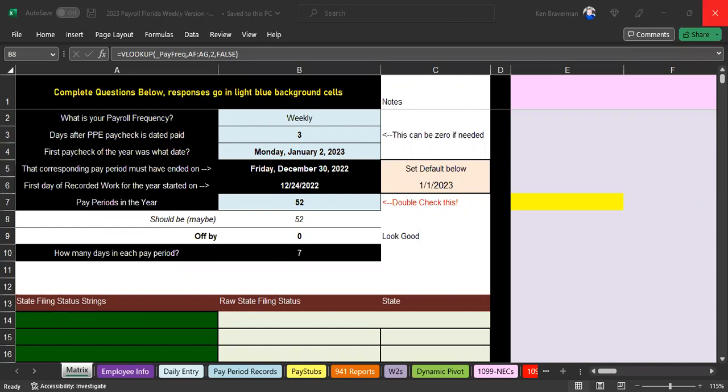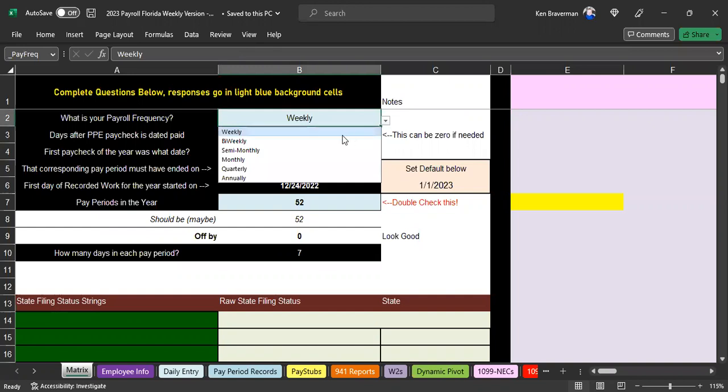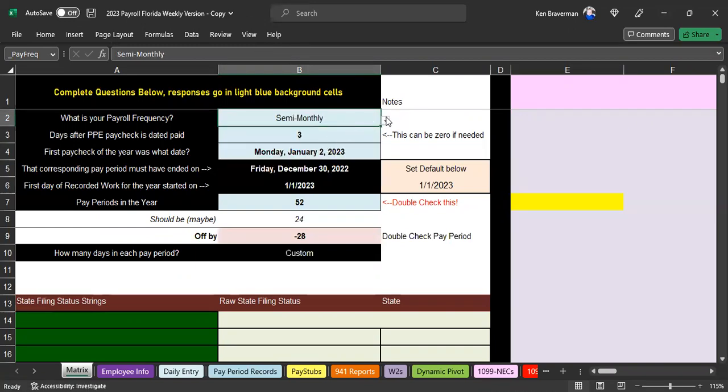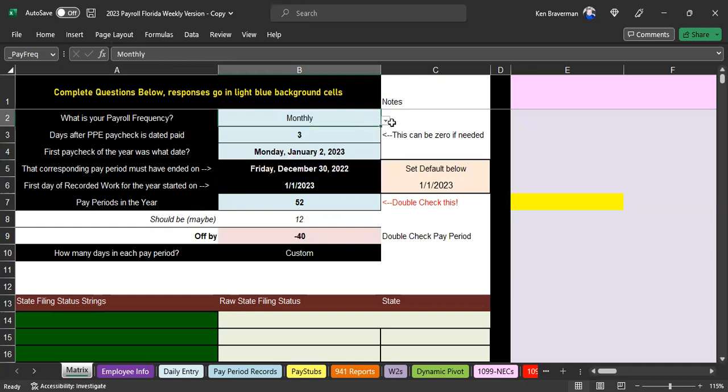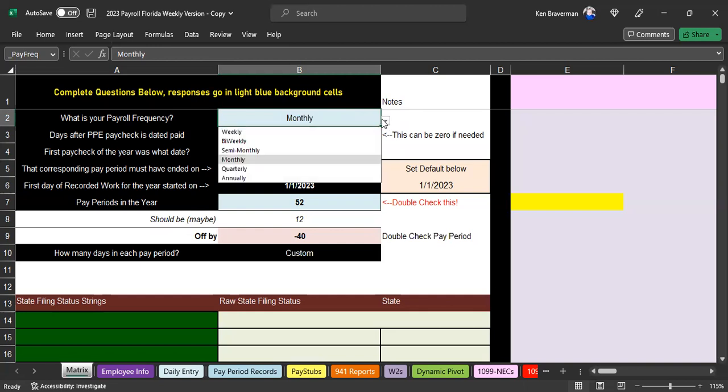This is a really important thing when it comes to your business: are you paying your employees weekly? Are you paying them bi-weekly? Are you paying them semi-monthly, meaning usually the 15th and the last day of the month? Are you paying them every month? There's all types of different ways to set up this payroll application in Excel. But when you have multiple pay periods within the same business or multiple pay cycles, it gets really complicated.